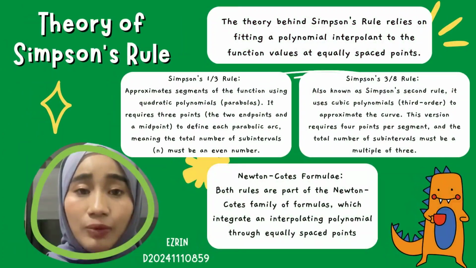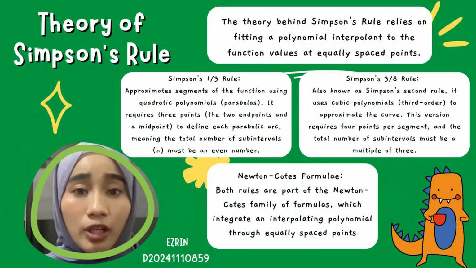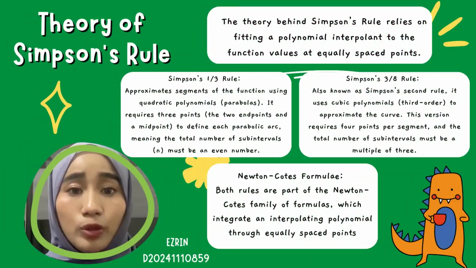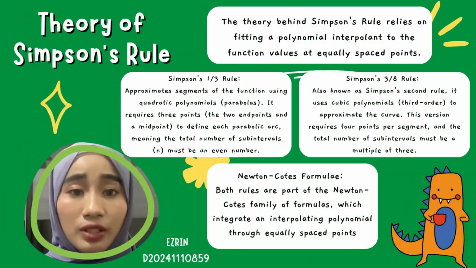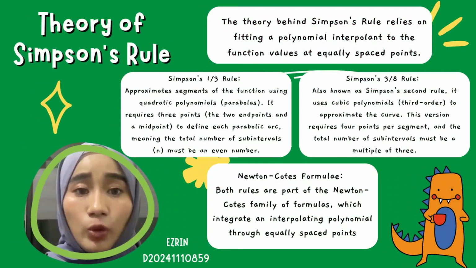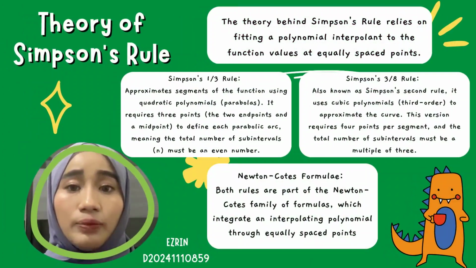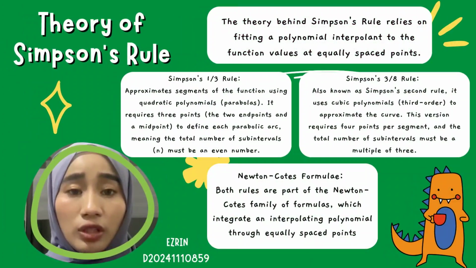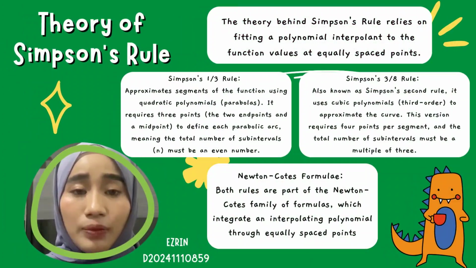The theory behind Simpson's rule relies on fitting a polynomial interpolant to the function values at equally spaced points. Simpson's 1/3 rule approximates segments of the function using quadratic polynomials, or parabolas. It requires 3 points, the two endpoints and a midpoint, to define each parabolic arc, meaning the total number of subintervals n must be an even number.